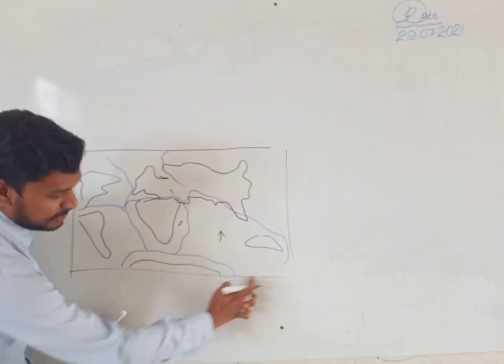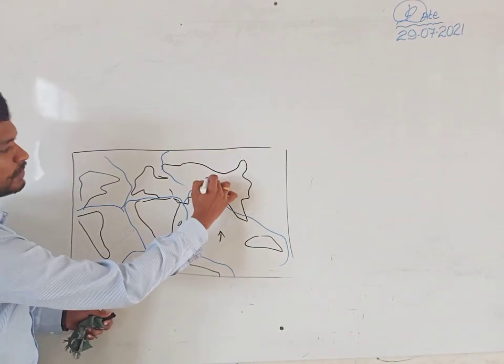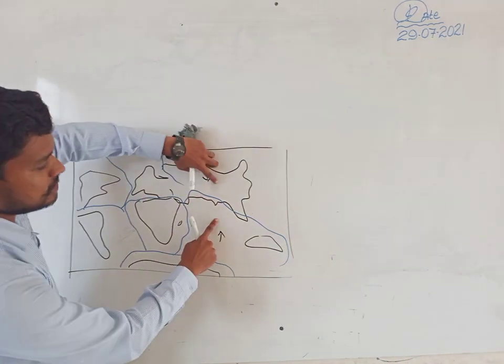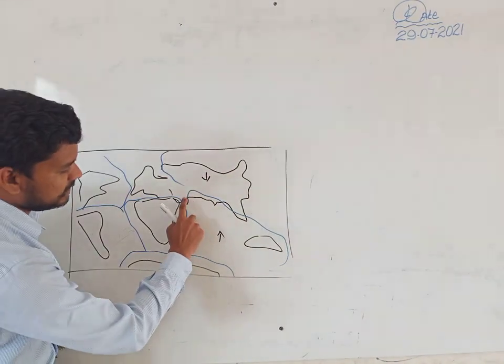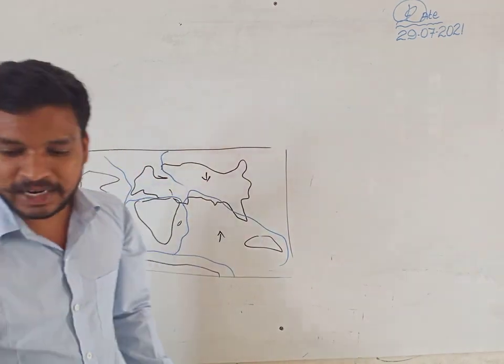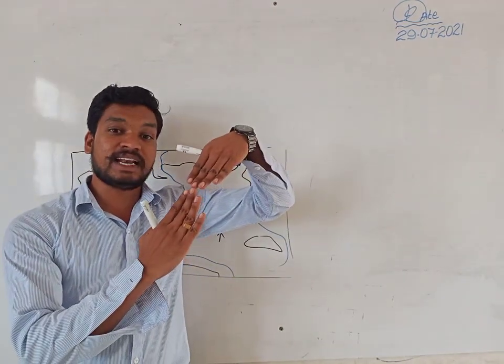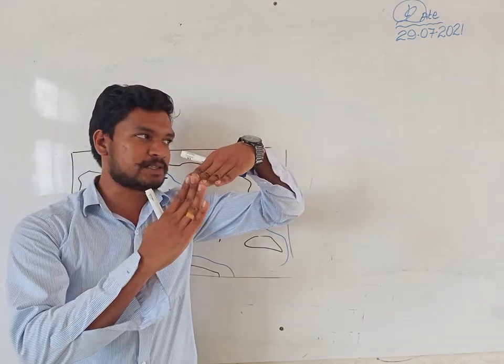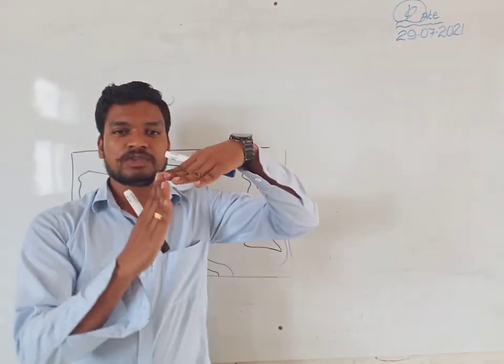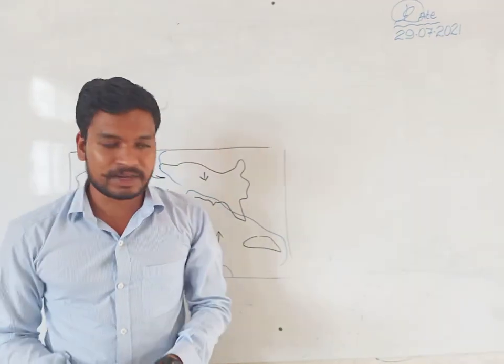This plate is moving towards up and this plate is moving towards down. So when these two plates meet each other here at this boundary, when these two plates converge against each other, then the landform uplifts. The land portion over here uplifts. That's how the Himalayan mountain is formed.